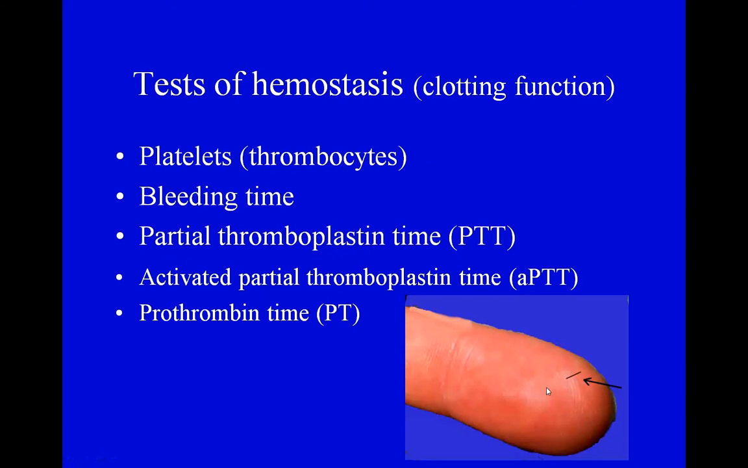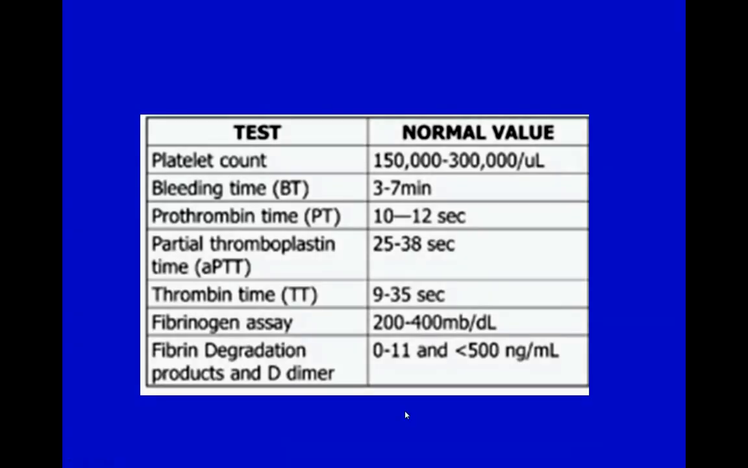For this one, we poke you like it shows in the picture. For the PTT and APTT and PT times, we go ahead and take a sample of blood from your vein. Okay, here's what it might look like on a lab report. So we have a platelet count, and we can see what the normal value should be. It should be present in the 100,000s. This is to kind of introduce you to those.